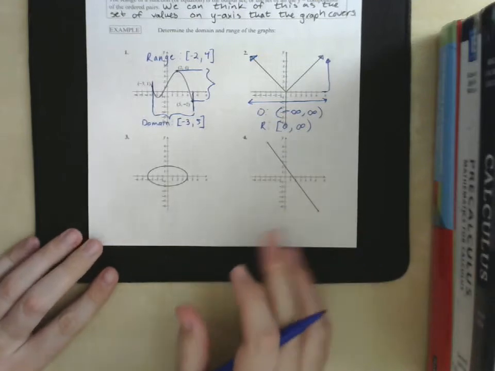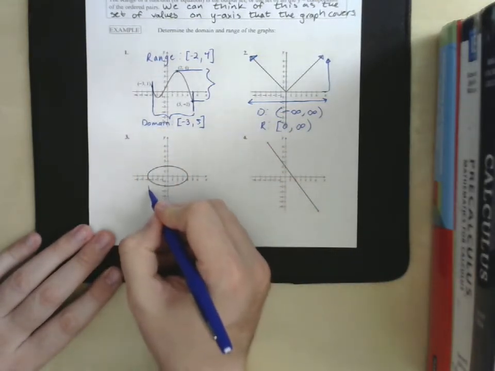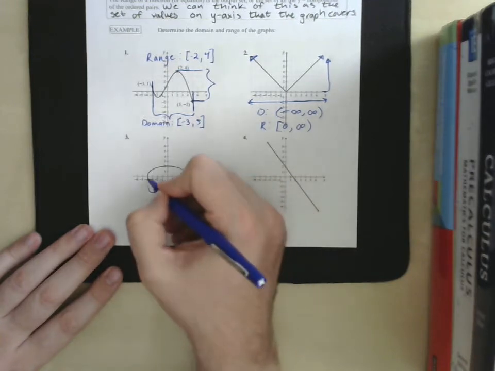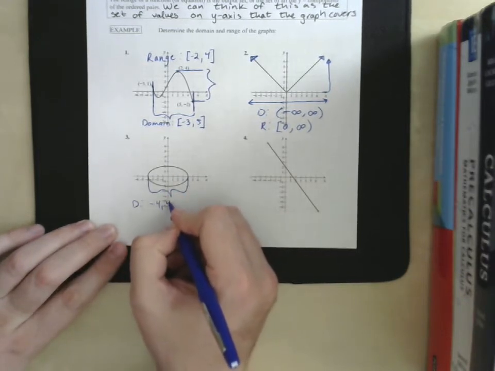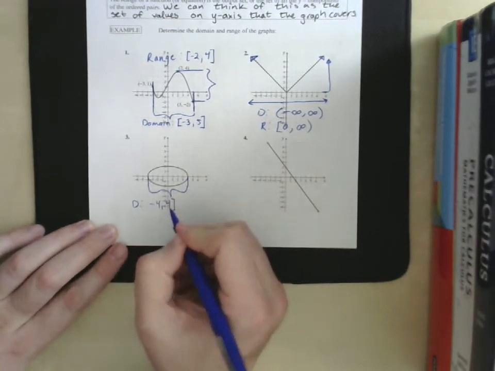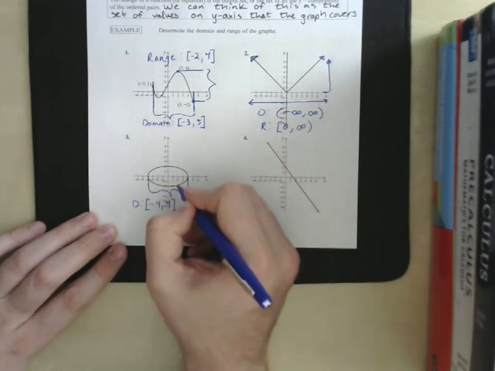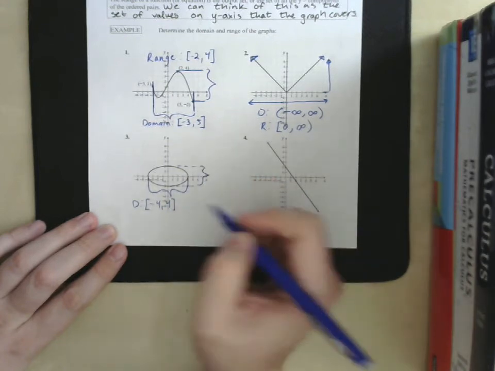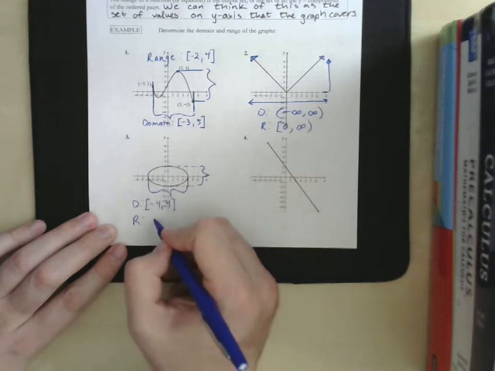Okay, moving down to number 3 here. Our domain is from here all the way to here. That's -4 to 4. And we do touch at those values, so we'll put brackets. Our range goes from here all the way to here. And so our range goes from -2 all the way to +2.